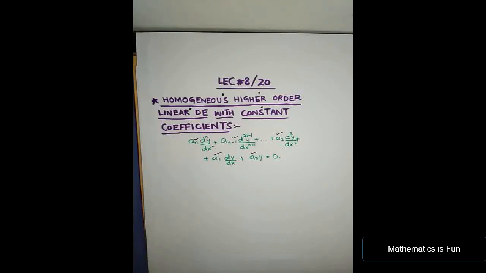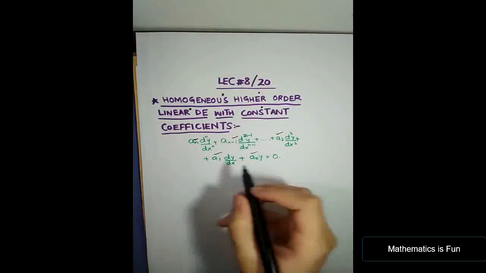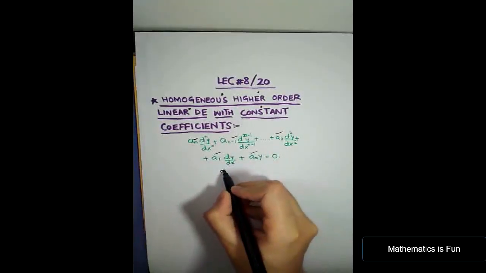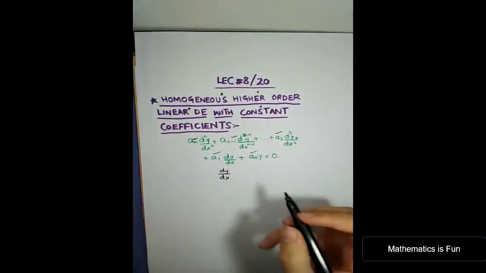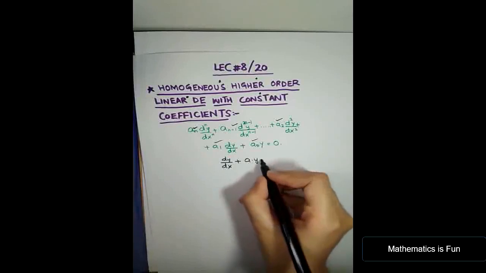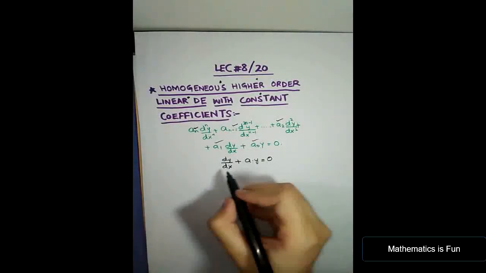First of all, a first order linear differential equation. I restrict the general nth order differential equation to the first order one: dy by dx plus a y equals 0, where a is a constant. You can solve it either with the integrating factor or with separation of variables. I am using the technique of separable variables. Then what will be the solution?